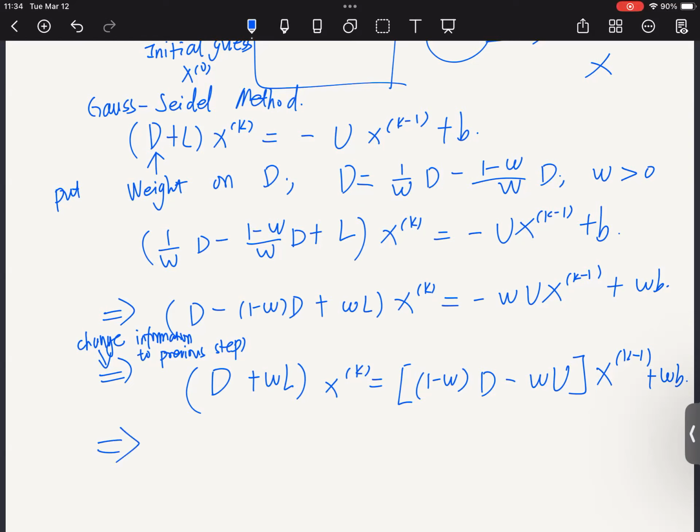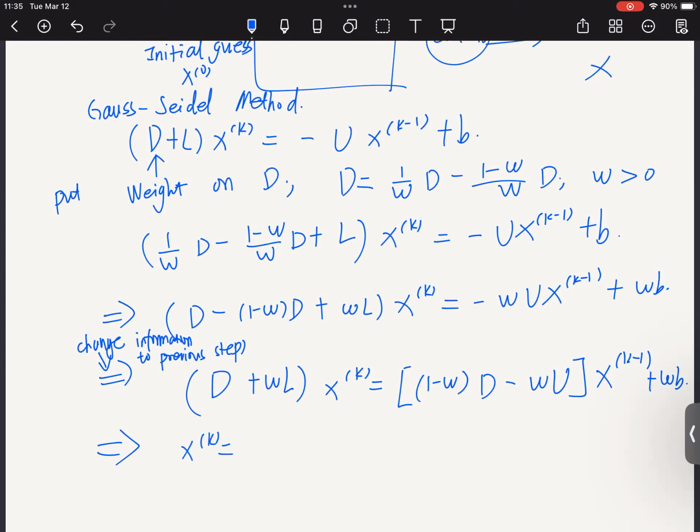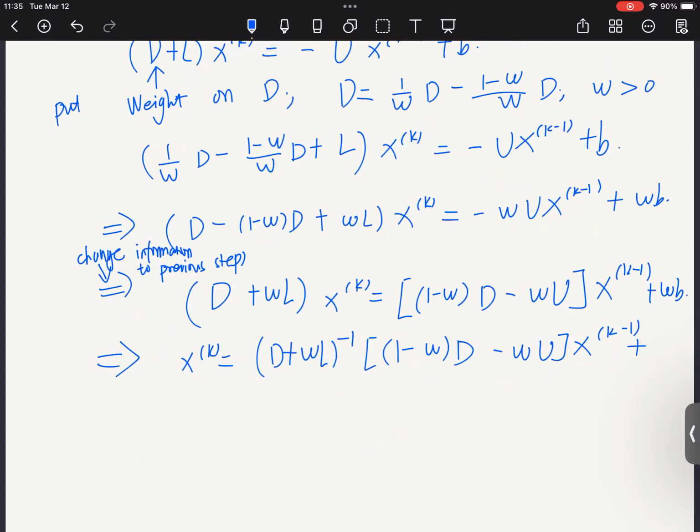You will see that D plus omega L is invertible. If you take a look at the assumptions, because we have some assumptions on the matrix as well, let's assume that the left-hand side here is invertible, and then we can take the inverse here. That is D plus omega L inverse, and then (1 minus omega) D and minus omega U, and then xk minus 1, and then plus. So we do the inverse for both sides. For the vector here, we have D plus omega L inverse times b. And this is the SOR method.